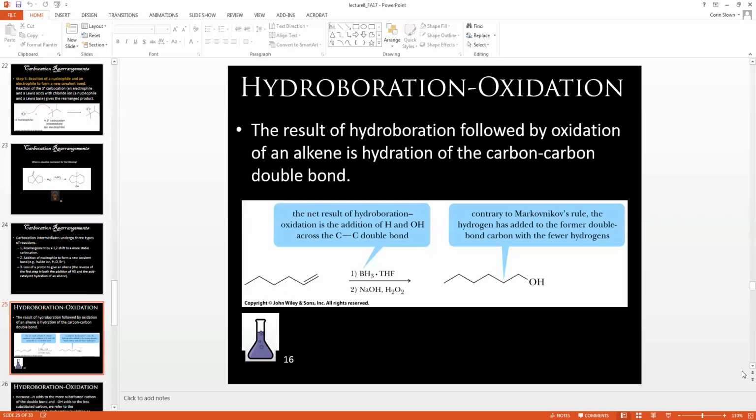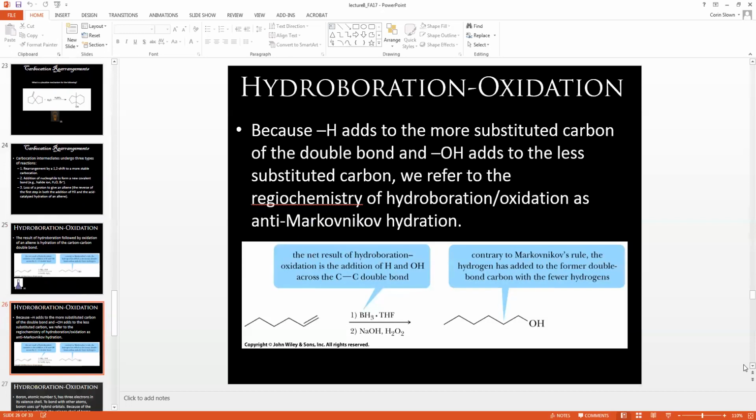The last example we're going to look at is hydroboration and oxidation. So this is the result of the addition in hydroboration oxidation, where I'm adding H and OH across a carbon-carbon double bond. And unlike Markovnikov's rule, the hydrogen always adds to the double bond carbon with the fewer hydrogens, because in this case, hydrogen and boron have different electronegativities. So because the hydrogen adds to the more substituted carbon of the double bond and the OH adds to the less substituted carbon, we refer to the regiochemistry of hydroboration oxidation as an anti-Markovnikov hydration.